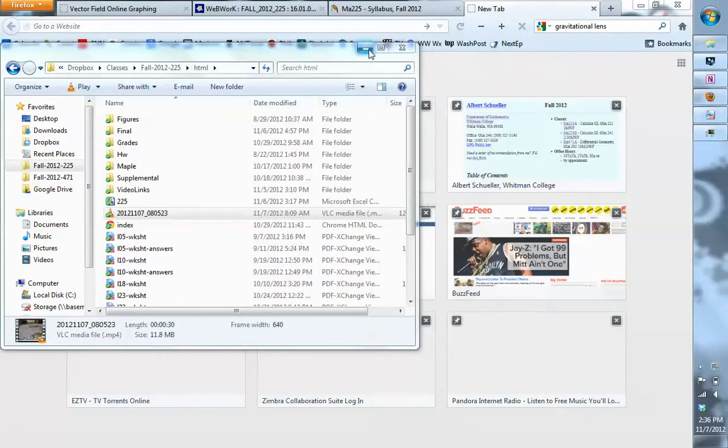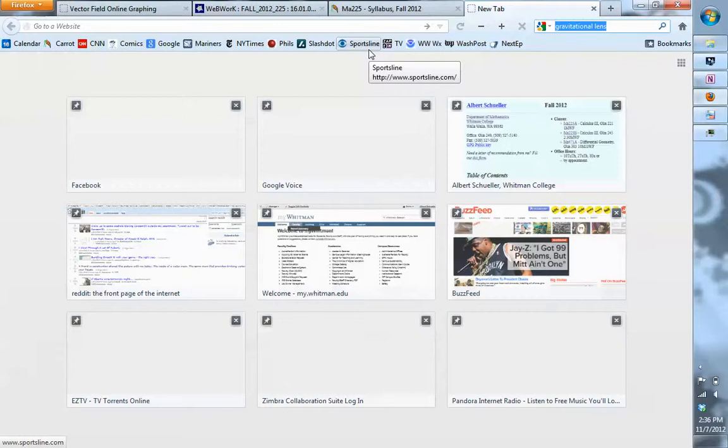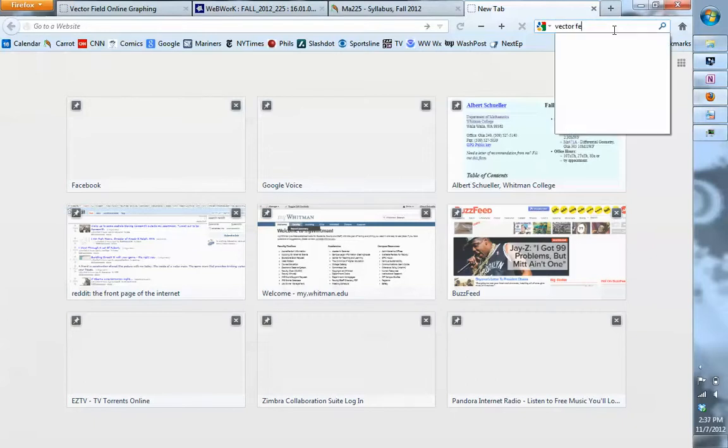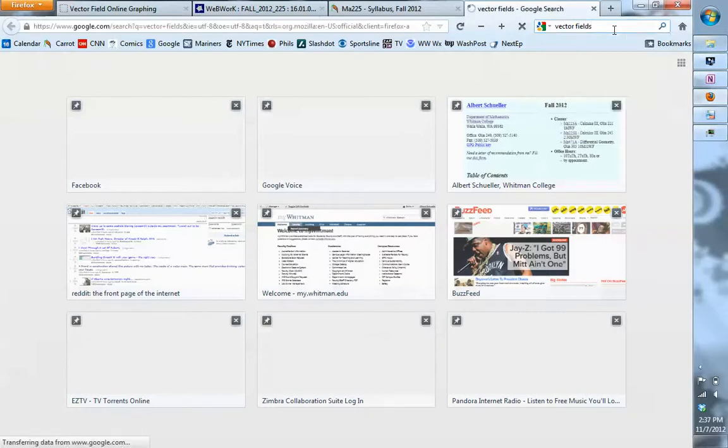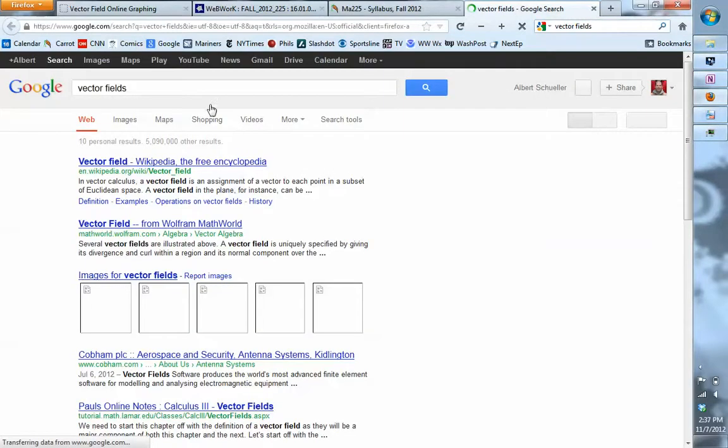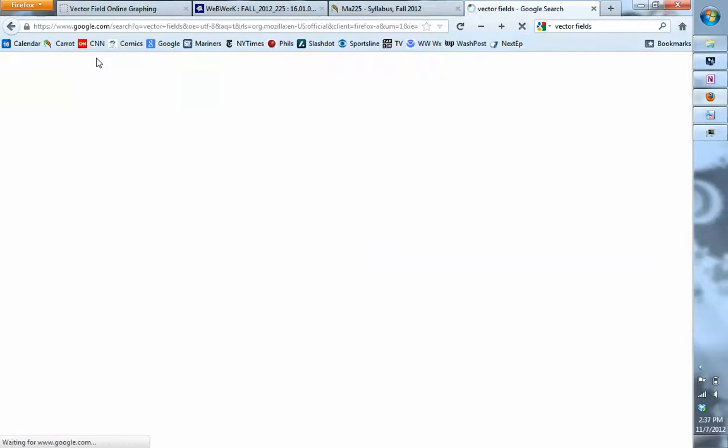Okay, so the first thing we want to talk about is vector fields, and then we'll move on to line integrals, and then we'll use line integrals to compute work. Let's look up some vector fields here. And let's look up pictures of vector fields.